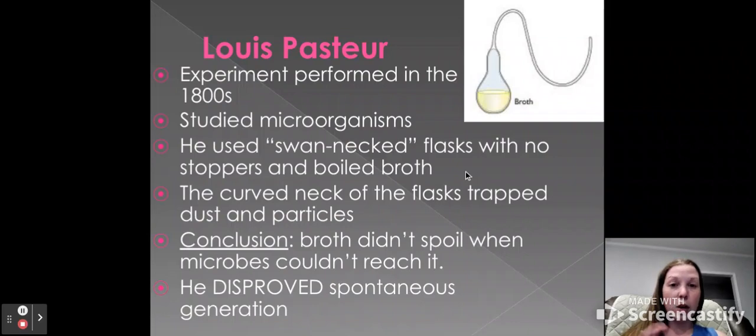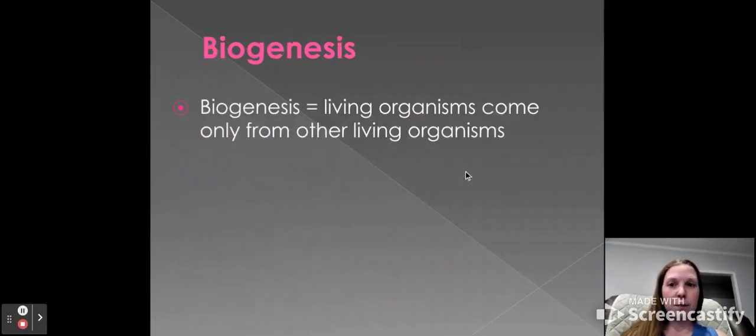That had no stopper, and he would boil the broth. The curved neck would trap dust and particles before they could get into the solution. So that's why this was an effective tool to use. And the conclusion was that the broth didn't spoil when the microbes could not reach it. So he disproved spontaneous generation by this test. Now that we know what abiogenesis is, we can talk about biogenesis, which is living organisms coming from other living organisms.